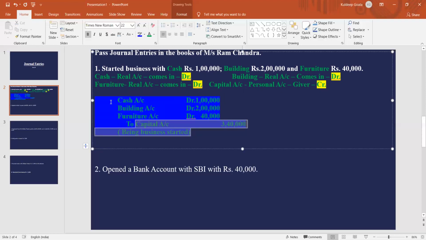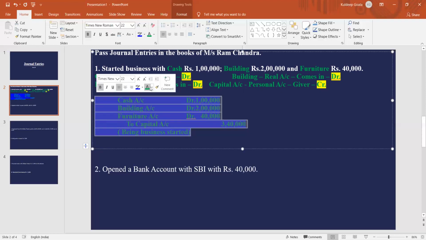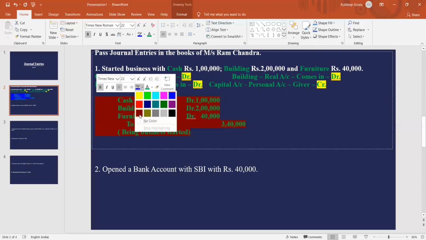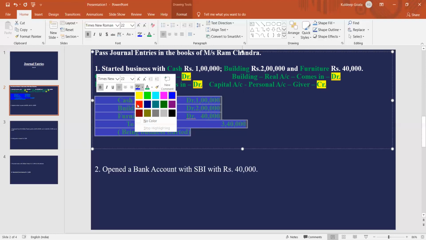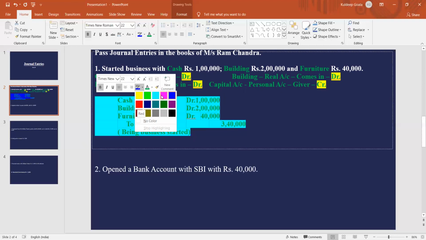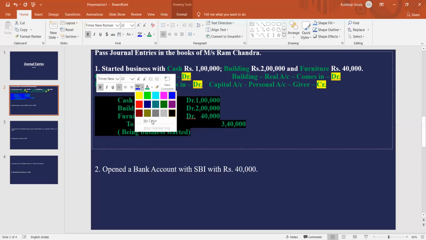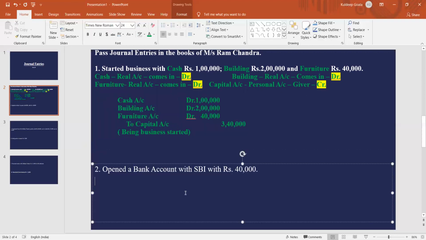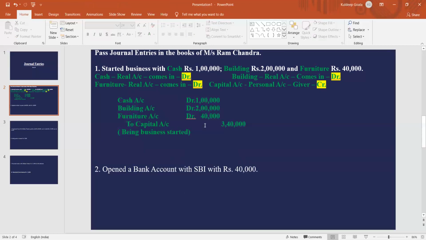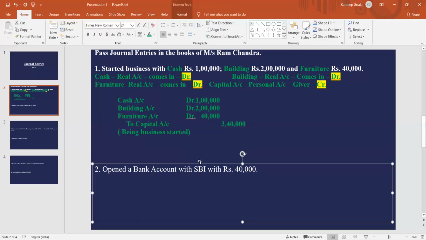Let me change the color so that it is looking good for you all to understand easily. Right, let it be without any color. Fine, so it is looking good. Okay, now this is the transaction and how you are going to make it clear.